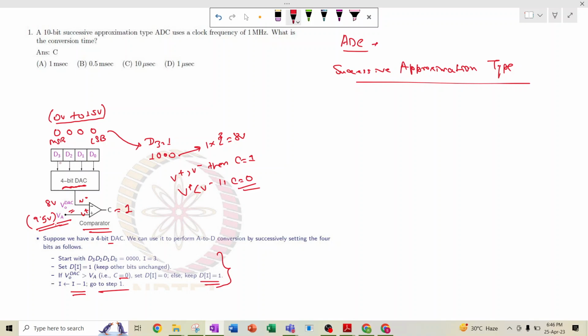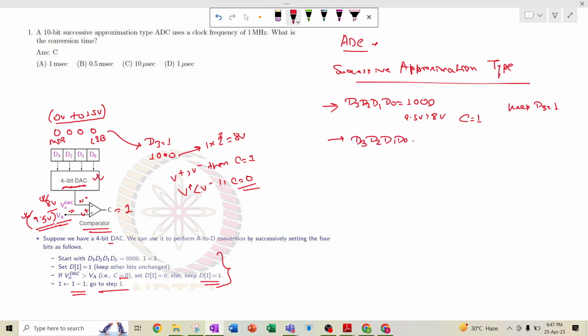I am just telling it in a simpler way. Suppose at first we need to detect 9.5 volt. This ADC can detect from 0 volt to 15 volt, and the input we have to detect is 9.5 volt. So at first we give D3, D2, D1, D0 as 1000. Now it will be fed to the DAC, and the DAC converts it to 8 volt. 9.5 volt is greater than 8 volt, so the comparator output is 1. So keep D3 equal to 1. This is the first step.